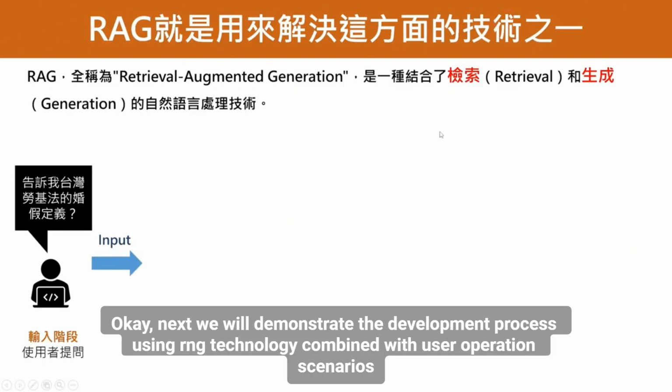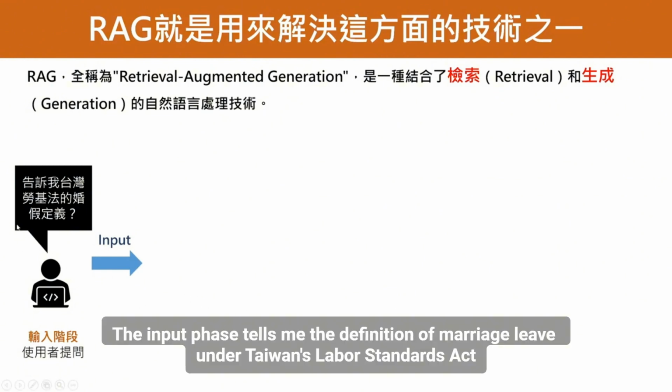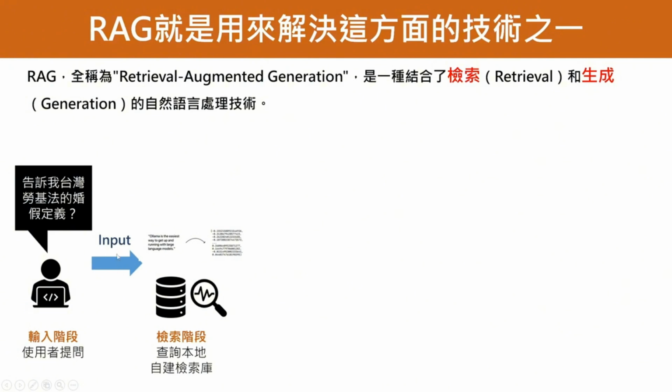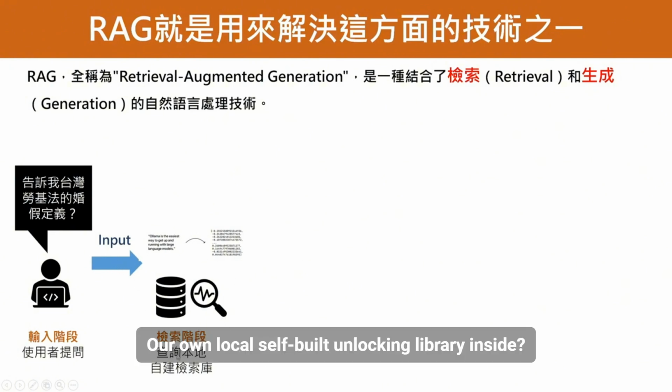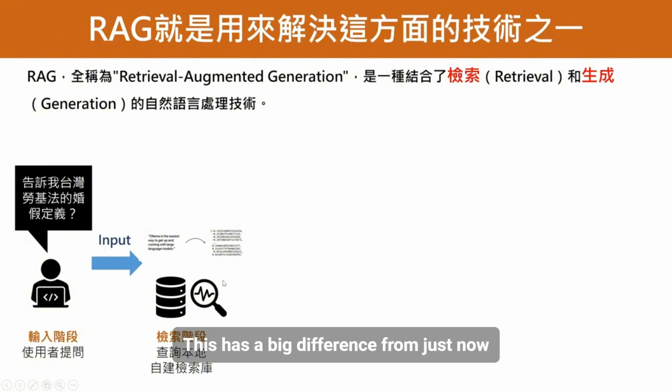Okay, next we will demonstrate the development process using RAG technology combined with user operation scenarios. Is it the same as before? The input phase tells me the definition of marriage leave under Taiwan's Labor Standards Act. Then we proceed in the RAG step. First, we will go to our own local self-built vector library inside. Go query it out. This has a big difference from just now.